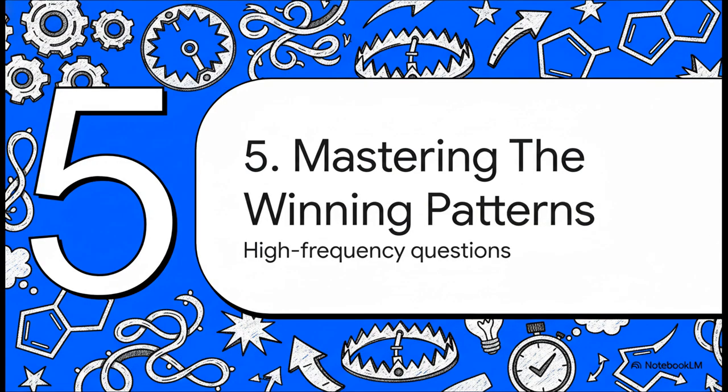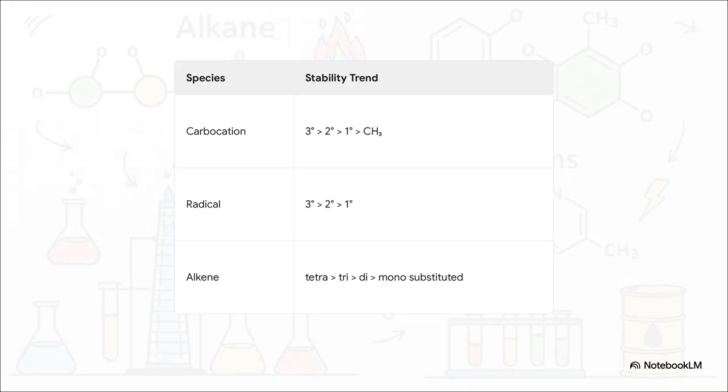We've got the tools, we know the traps, we've got the shortcuts. Now it's time to apply everything to the kinds of questions that you are almost guaranteed to see on your exam. This table right here, this is the master key to so many questions. Do you see the pattern? It doesn't matter if we're talking about carbocations, free radicals, or even alkenes. The trend is always the same. More substitution means more stability. Tertiary is better than secondary, which is better than primary. If you just get this one idea down, you can predict the major product in tons of different reactions, really fast.